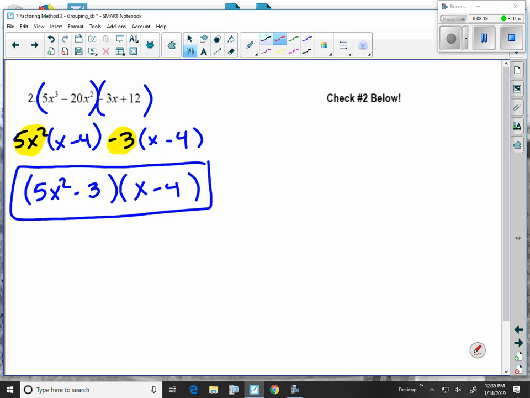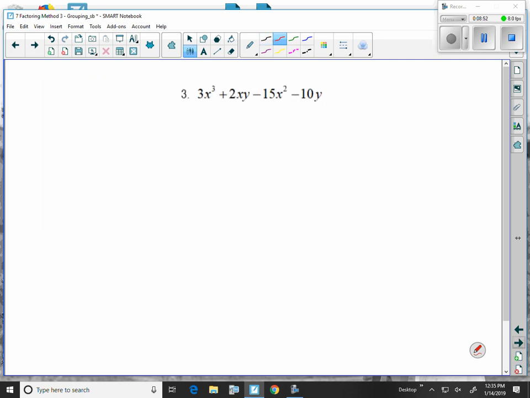Now to check our answer, we do 5x squared times x, which is 5x cubed, 5x squared times negative 4. What's that? And then negative 3 times x? Negative 3 times negative 4. Is that the same thing? Yeah. Looks good. What questions do you have for me? Okay. All right, let's go ahead.